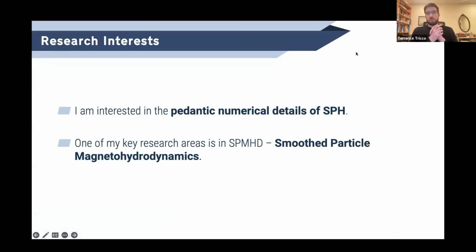So my research interests: I'm really interested in the pedantic numerical details of SPH. I'm a numericist. I like numerical methods in terms of testing them, designing them, how they work, creating numerical methods. I love every aspect of that process. And one of my key research areas, and one that I'm still interested in, is smoothed particle magnetohydrodynamics, so incorporating magnetic fields in the SPH framework.